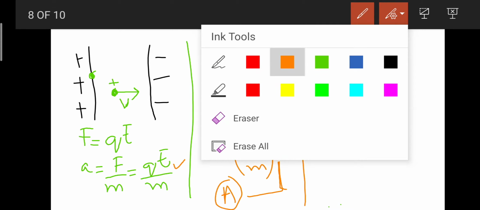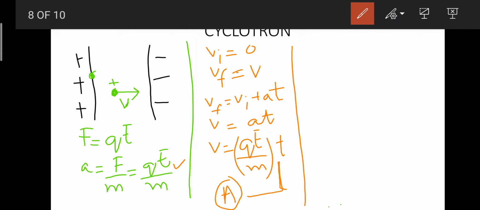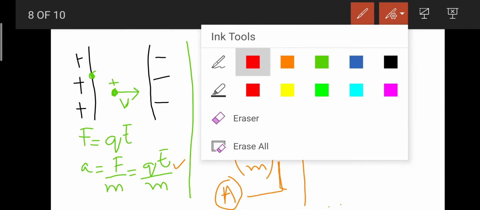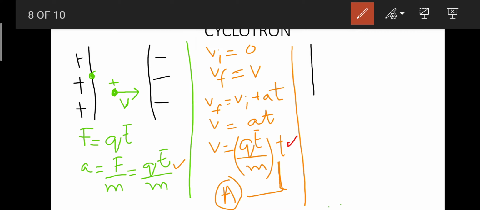Now moving towards the next step. Since the cyclotron is a device used to get greater velocity, if I want to increase the velocity of the particle, what do I need to do? I need to increase this t, right? Definitely q and m are constant, this is the specific charge, and E would also be constant. So if I want a higher velocity, I want a greater time period. What would I do? I would increase the distance between the charged plates, right?